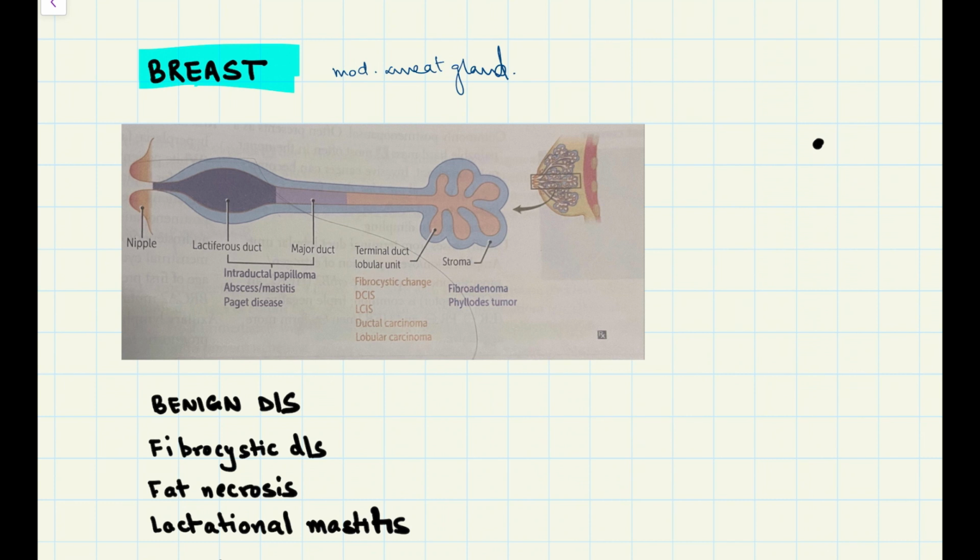The unit of breast is TDLU, or the terminal duct lobular unit. It opens into the lactiferous ducts and finally into the nipple. It is surrounded by the stroma.